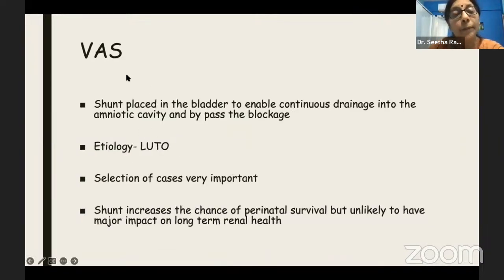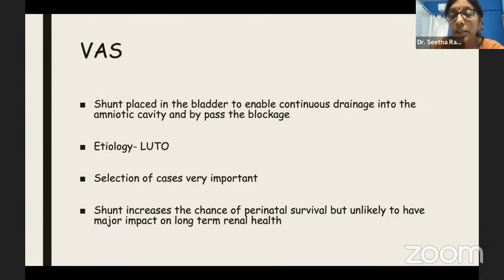So what about vesicoamniotic shunting? It's basically, as the name would suggest, a shunt placed in the bladder. So it's a temporary shunt to enable continuous drainage into the amniotic cavity and bypass the blockage. So the etiology has to be LUTO. That is the problem, where the selection of cases becomes very important.